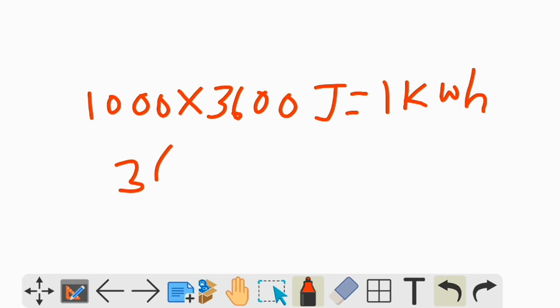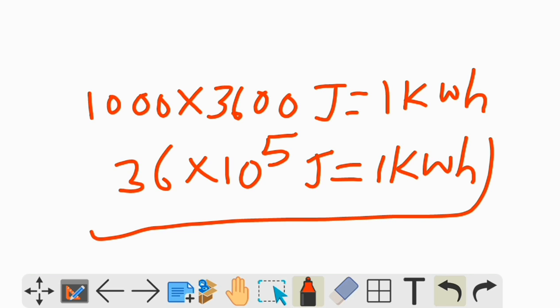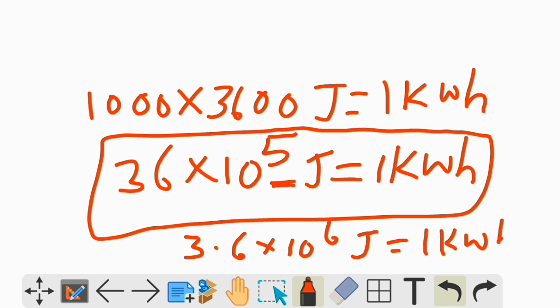Now this will be 36 into 10 to the power of 5 joule is equal to 1 kilowatt hour. We know multiples and submultiples, isn't it? We have names for them. So 10 power 5 doesn't have any name, but 10 power 6 has a name. If I have to get 6 in place of 5, then I have to put the decimal point here in 36. So it becomes 3.6 into 10 to the power of 6 joule equal to 1 kilowatt hour.